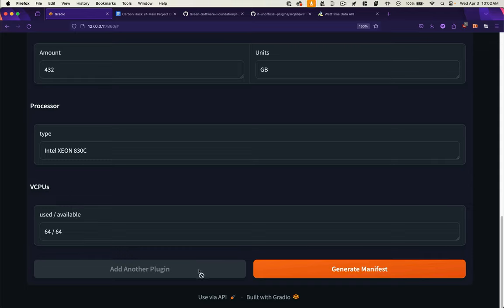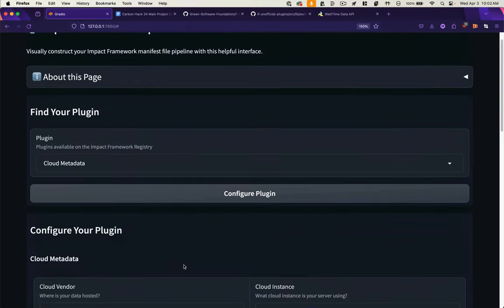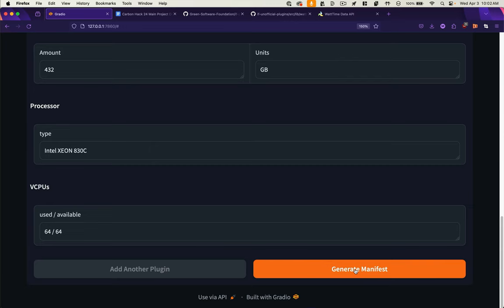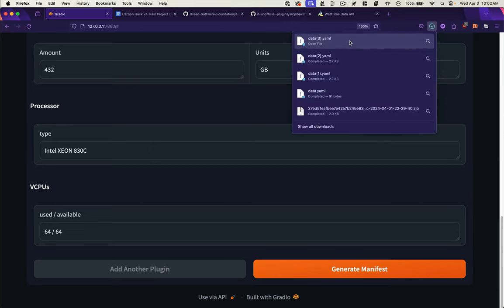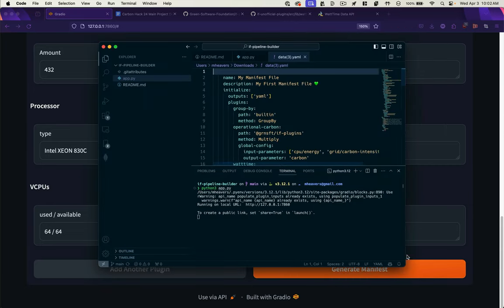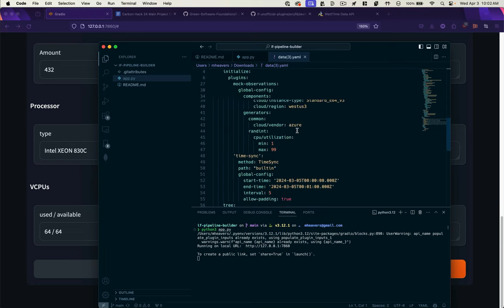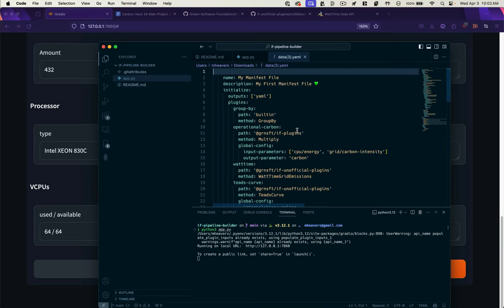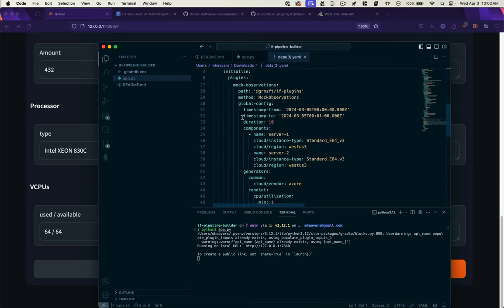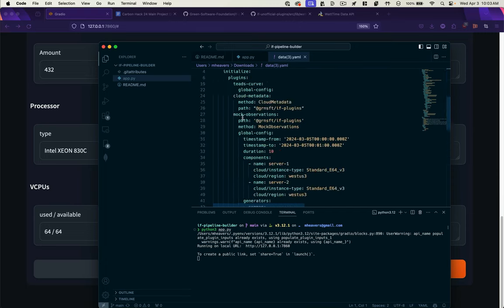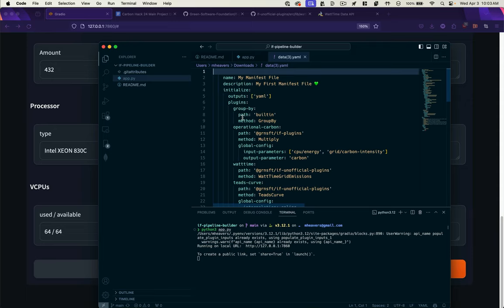If I wanted to add another plugin to the pipeline, I could do so, and that would start this whole process back over. Or if I have everything I need, I can generate a manifest file, and you can see it has downloaded a YAML file here. And obviously, there would need to be some other form fields and things like that to really construct this whole thing. Perhaps it would only construct the sort of config pieces of the manifest file. But however it's implemented, we think this could be a really helpful component to the impact framework to help people construct their manifest files.